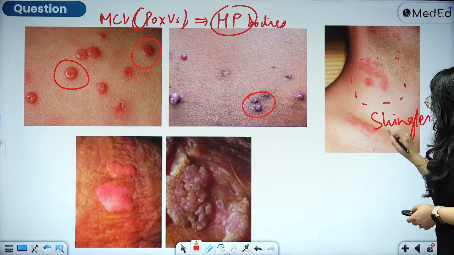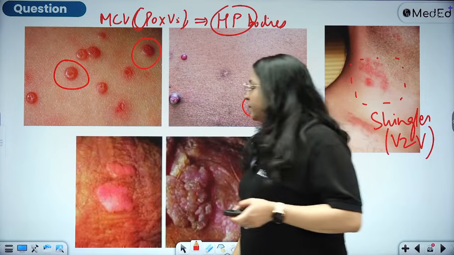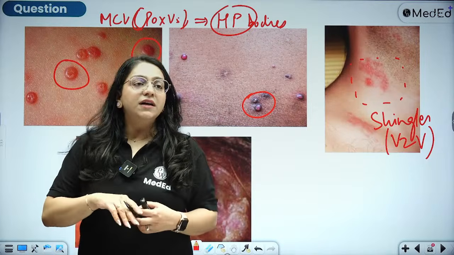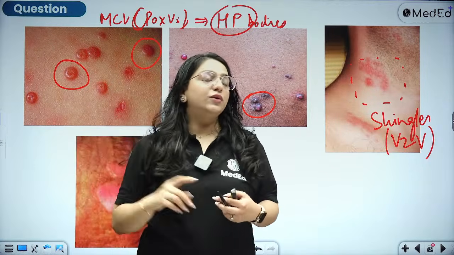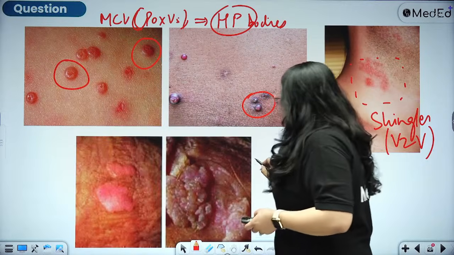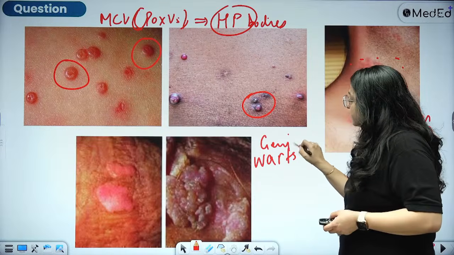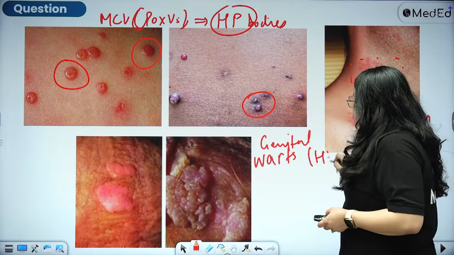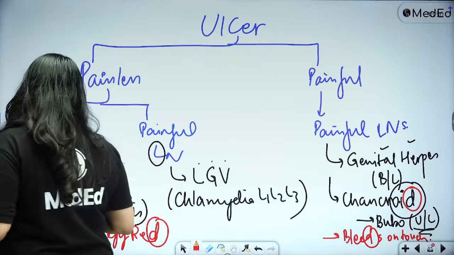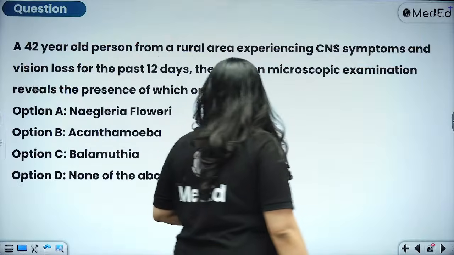Shingles, varicella zoster virus, VZV, in a single dermatome, reactivation of the virus. So, only the rash will happen in the nerve supplying that particular dermatome, zoster or shingles. What is this? Condylomata acuminata, genital warts by HPV. Condylomata acuminata, right? So, we have seen, correct.